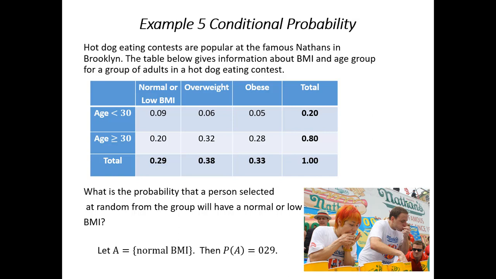Anyway, here we have a table that gives information about BMI, right? That's the body mass index, and age group for a group of adults in a hot dog eating contest at the famous Nathan's. So the first question is just straightforward probability. What's the probability a person selected at random will have a normal or low BMI? So we're thinking about this column here, and we could read the number off, it is 0.29. That is not a conditional probability, that's just straightforward probability.